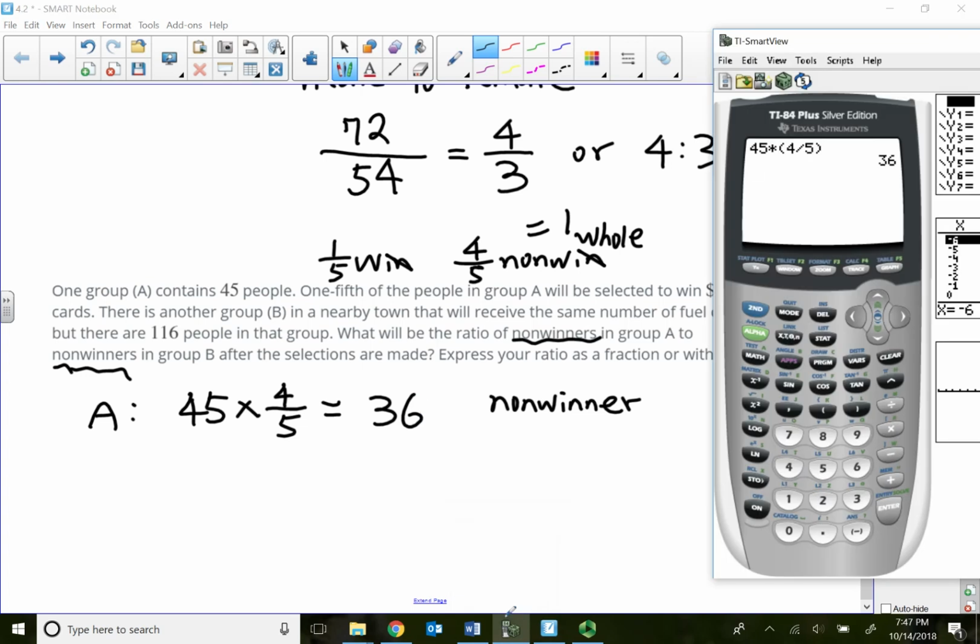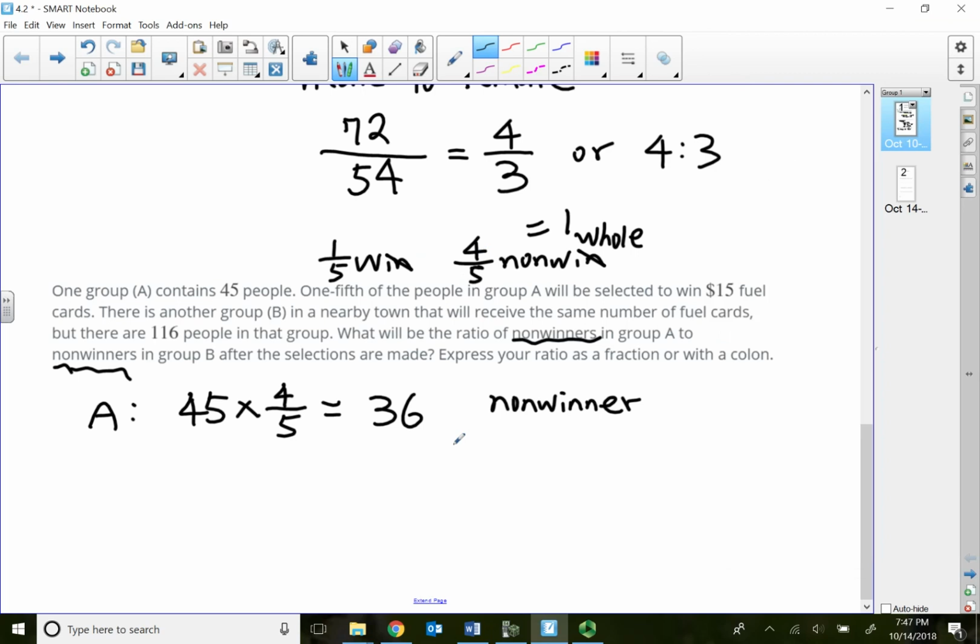Now, what most students do is take the 1/5 times 45 to figure out how many winners there are, which is 9, and then subtract it from 45 people total. So I get the same 36. So instead of subtracting people, I subtract the fraction part, what they represent. Basically, another way of explaining 4/5 is I take the total, which is the whole, subtract off the 1/5 that will win, which tells me that 4/5 of them will not win. That's where I get the 4/5 from.